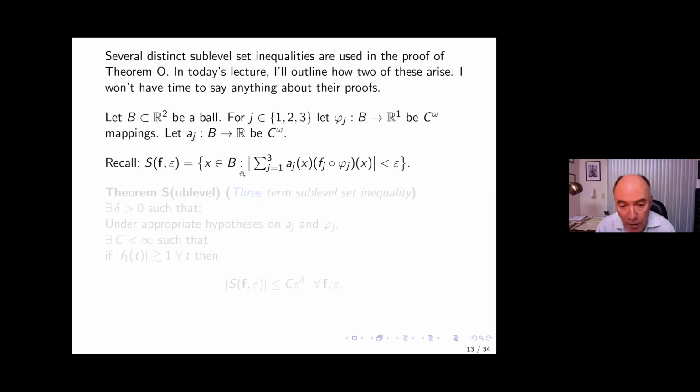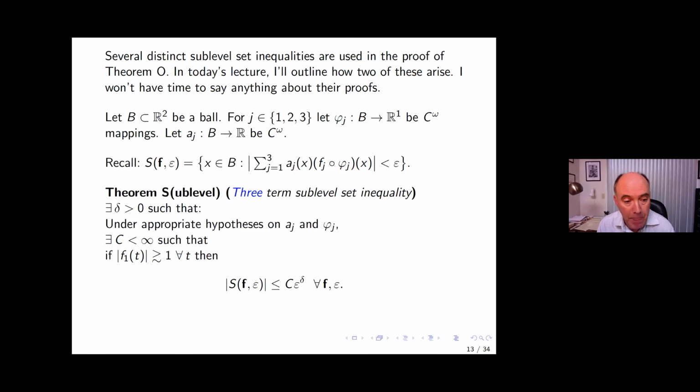And then I have my sublevel set, where I form a sum of 3 terms, each one being a smooth variable coefficient, which you should think of as being given, times an unknown measurable function composed with v_j. I add those up, I take the absolute value. I want the sum to be less than epsilon. Okay, so that's the kind of sublevel set we're interested in. It's a 3-term variable coefficient inequality in a 2-dimensional ambient set. Okay, and here's the theorem.